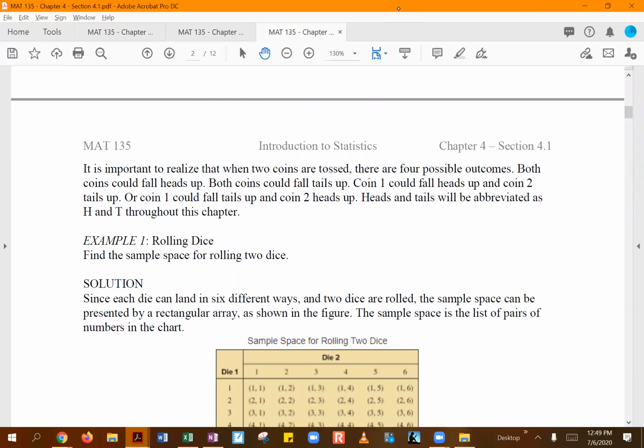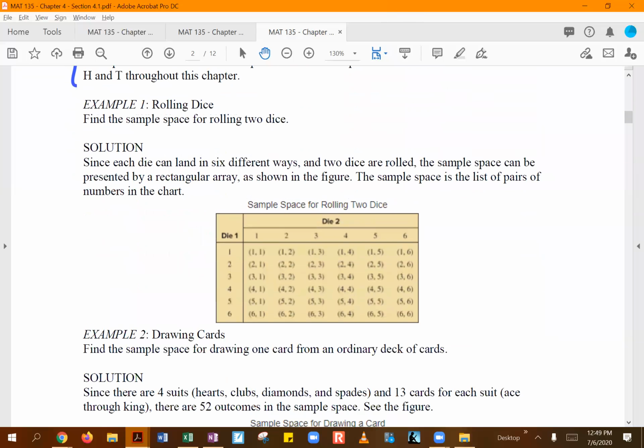And they're kind of talking about that here in this little paragraph over here, so you can read that if you like.